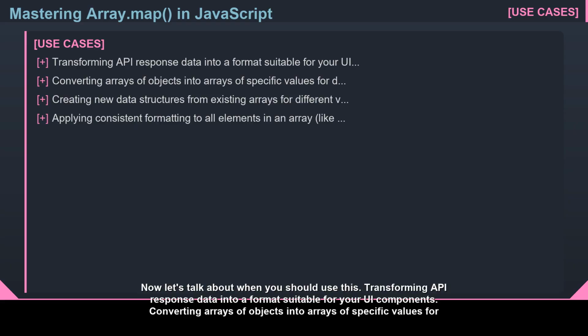Now let's talk about when you should use this. Transforming API response data into a format suitable for your UI components. Converting arrays of objects into arrays of specific values for display. Creating new data structures from existing arrays for different views. Applying consistent formatting to all elements in an array, like dates or currencies.